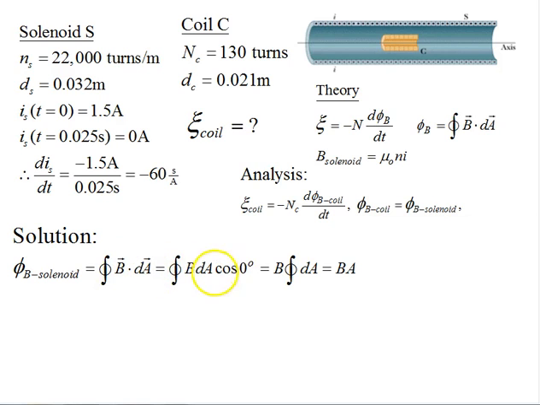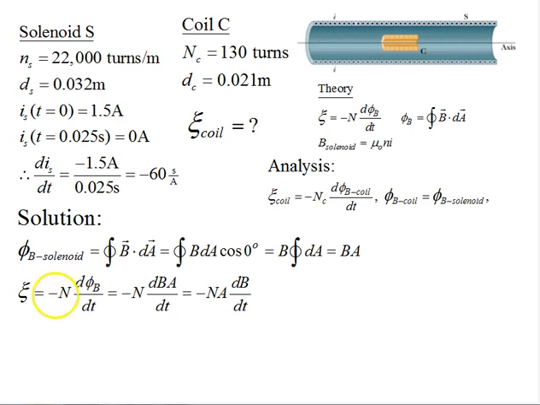We can expand our dot product, cosine of 0, because the axis of our coil is parallel to the axis of the solenoid, so we'll have an angle of 0 degrees. Our magnetic field is uniform at the center of the coil, so we just end up with the flux of our solenoid being the magnetic field produced by the solenoid times the cross-sectional area of our coil.